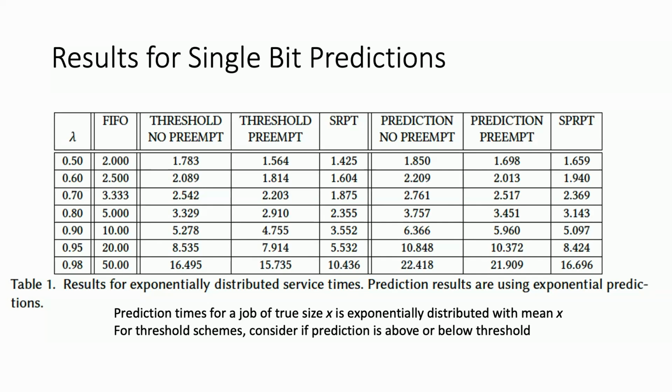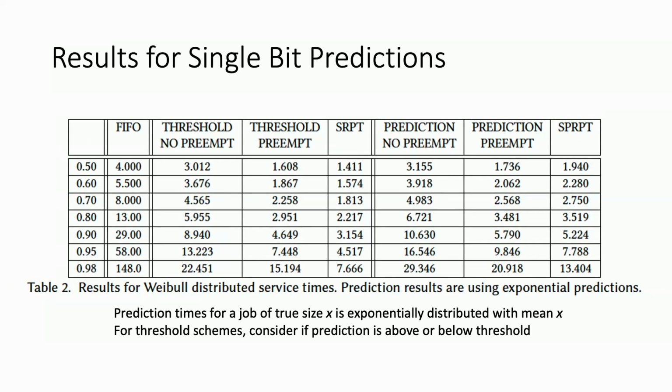Here I'm looking at single bit predictions when you're using preemptive or non-preemptive versions. On the left is perfect single bit information. On the right is predicted single bit information. And in the middle is the gold standard of shortest remaining processing time. And on the right is shortest predicted remaining processing time. Again, the point is that even with a single bit prediction, with reasonable sorts of predictions, you get pretty far along the way. And this was with exponentially distributed service times.